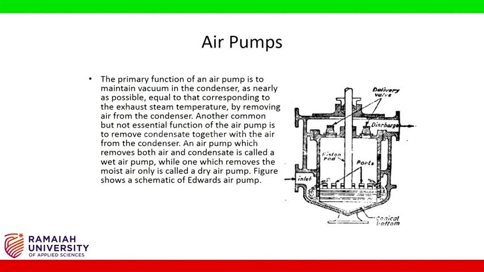Air pumps. The primary function of an air pump is to maintain vacuum in the condenser as nearly as possible equal to that corresponding to the exhaust steam temperature by removing air from the condenser. Another common but not essential function of the air pump is to remove condensate together with the air from the condenser. An air pump which removes both air and condensate is called a wet air pump, while one which removes the moist air only is called a dry air pump. The figure shows a schematic of Edwards air pump.